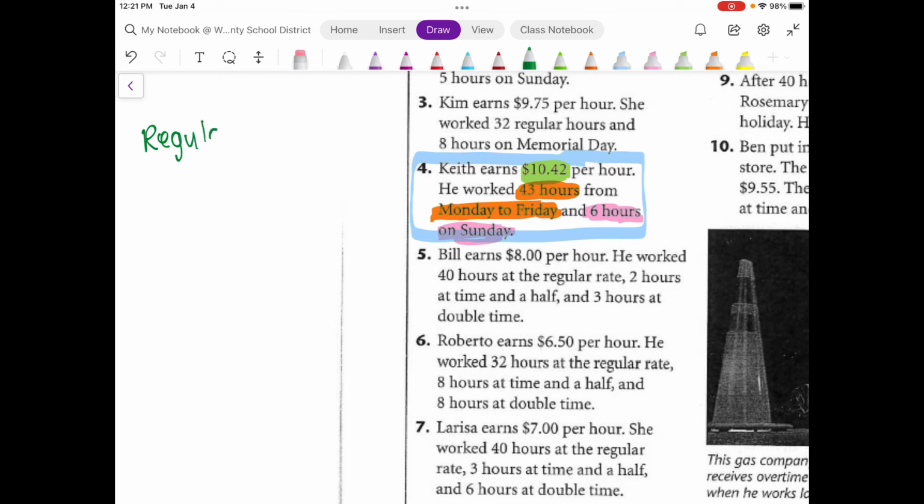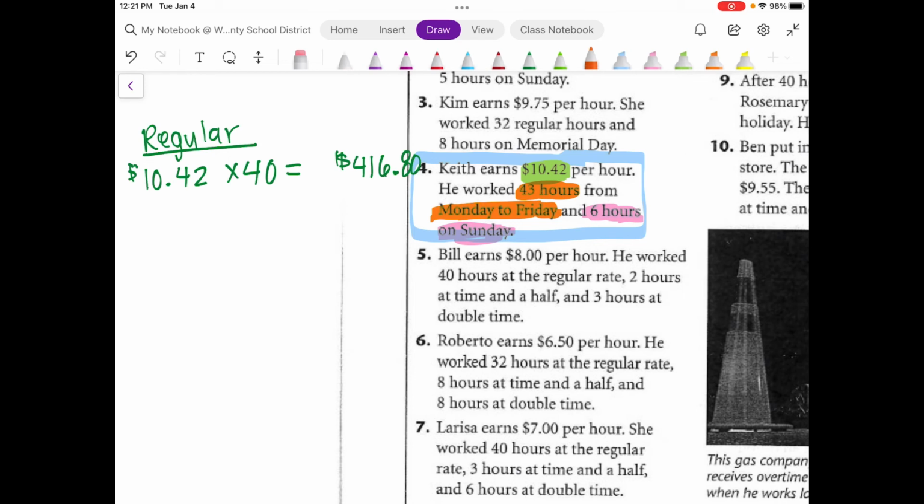Regular pay, we know it's just going to be at the $10.42 an hour. And then I can have up to 40 hours. And he worked 43, so I'm just going to take 40 of those hours. When I multiply 10.42 times 40, I get $416.80. Okay, cool. So I took out 40 of those.